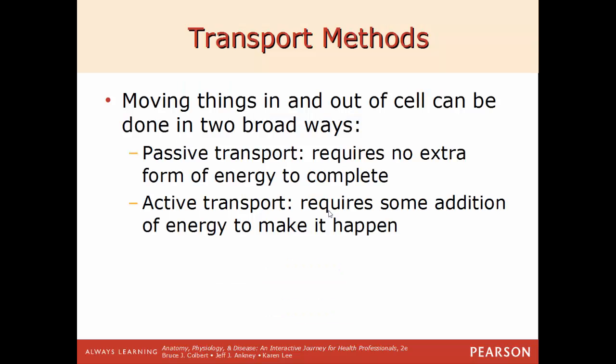Okay, in order for a cell to be able to do anything, it has to be able to get materials that it needs in and get waste and toxins out of the cell. And there are 2 generic ways material can get moved in and out of the cell. Passive transport, that's the type of transport that does not require any energy at all. It's passive. And then active transport. This is a type of transport that does require energy. And there are multiple forms of each one.